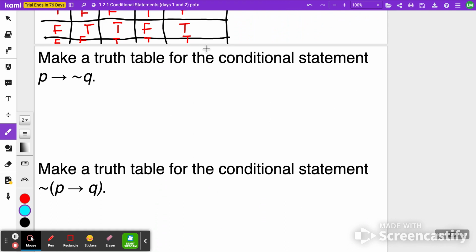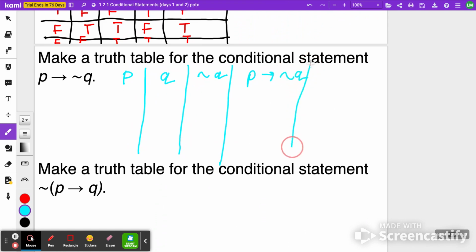So we're going to do that very similarly to how we did before. Start with P as one column, Q, not Q, and then how do we go from P to not Q? Okay, if P is true, and Q is true, not Q would be false. So P to not Q would be false.